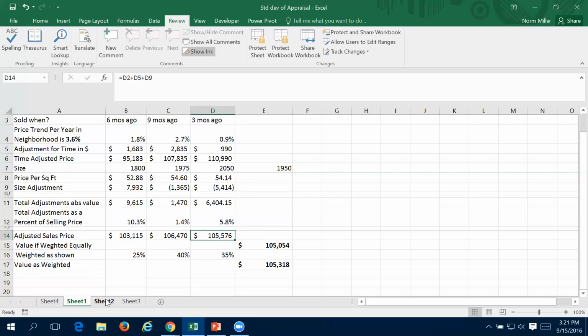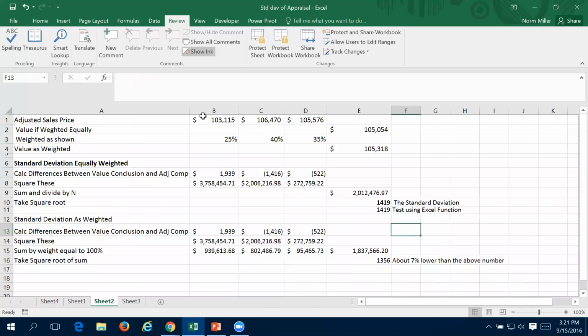So let's look at the next sheet. Again, you see my adjusted prices here, weighted equally or weighted based on these percentages as shown. Now let's go ahead and calculate the difference between the adjusted price and the conclusion of value. So the conclusion of value is like the mean, and the adjusted price is an observation. And the difference here is 1939 for comp 1.